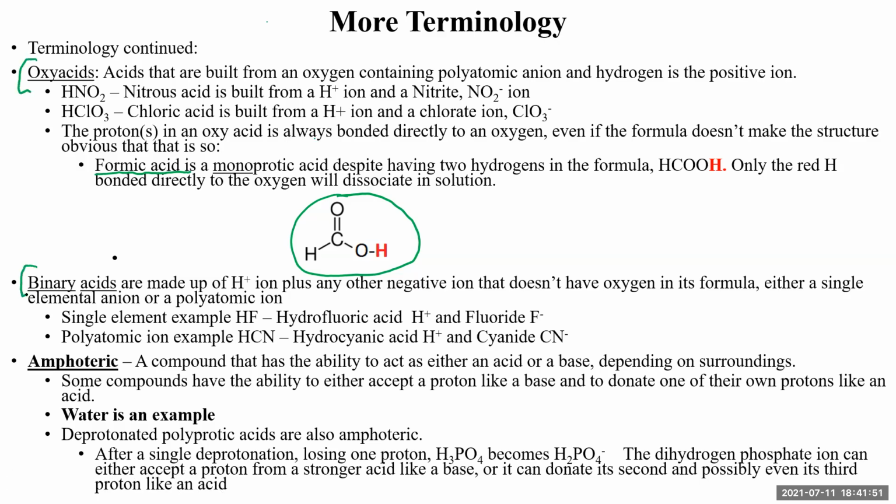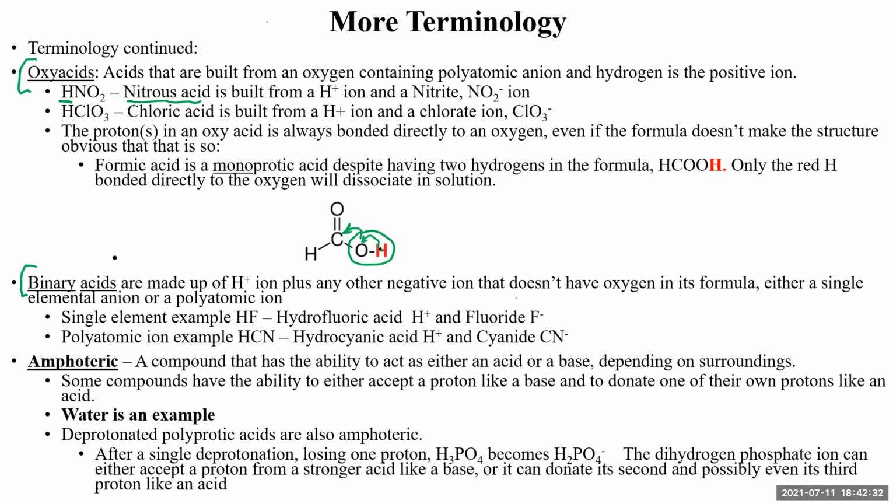Terminology: we have oxyacids and binary acids. Remember when we talked about nomenclature, oxyacids were when hydrogen ions were bonded to polyatomic ions that contained oxygen. So for example, hydrogen nitrite is nitrous acid. We have chloric acid, hydrogen bonded to the oxygen-containing polyatomic ion chlorate, and so on. All of your carboxylic acids, these organic acids, are also oxyacids because they all involve a hydrogen bonded to an oxygen, which is then bonded to a carbon.